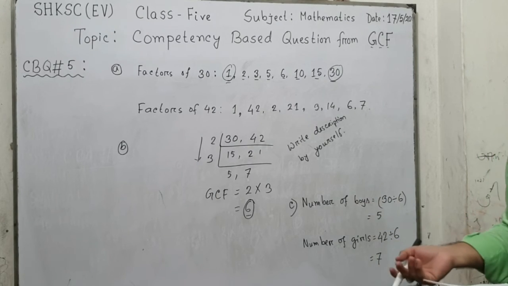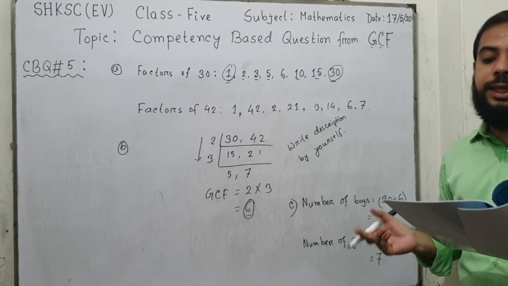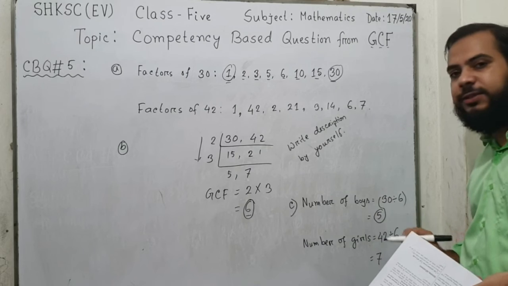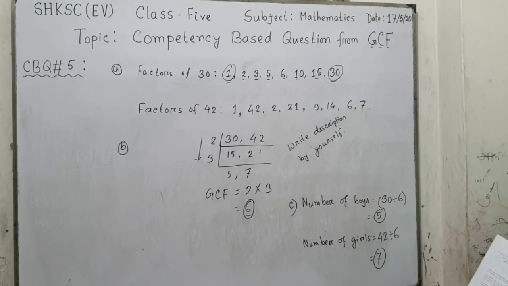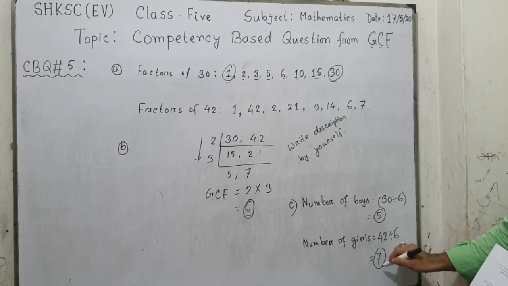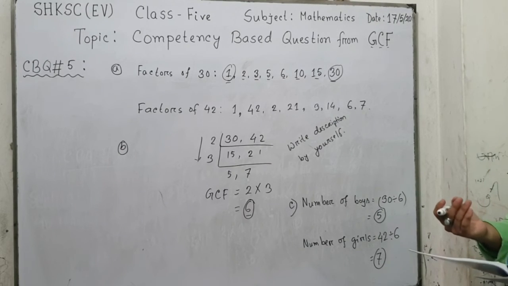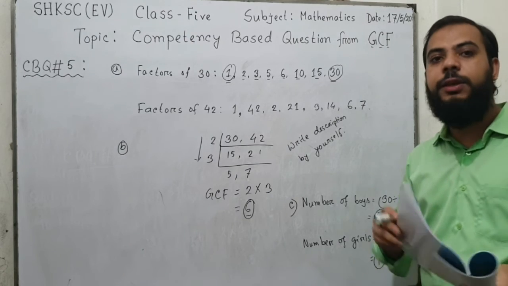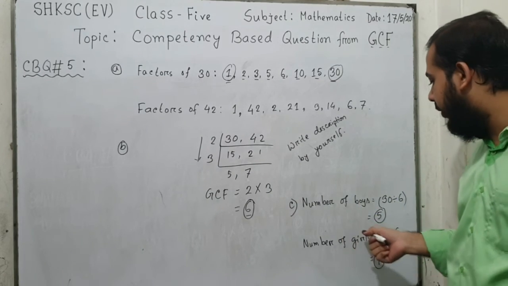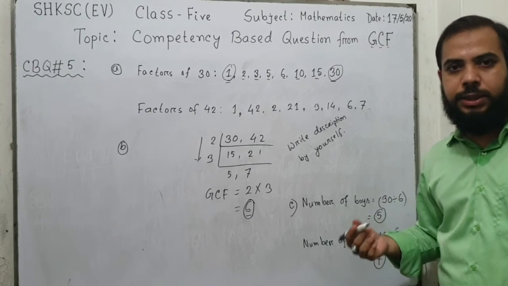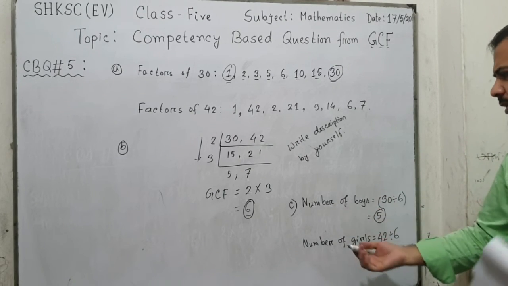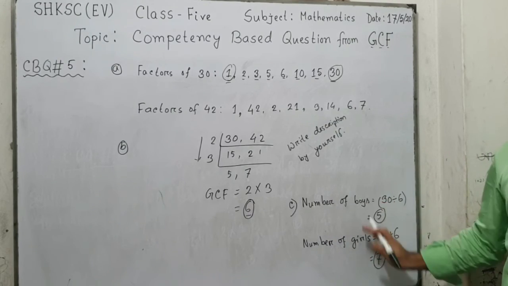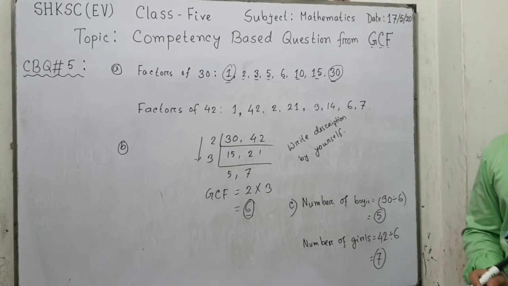Now if the question asks how many members are there in each group: in each group the number of boys is 5 and the number of girls is 7. So total members are 7 plus 5, 12. Though this question is not included here, if the question asks for the total number of members, you can do it the same way. First find the number of boys, then the number of girls, then add these two numbers, that is 5 plus 7.